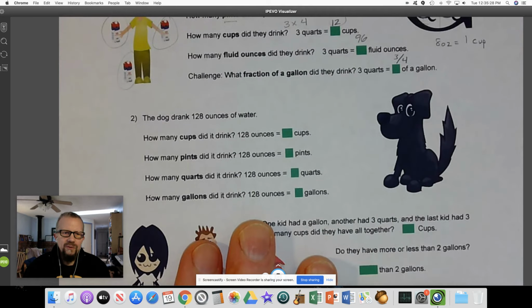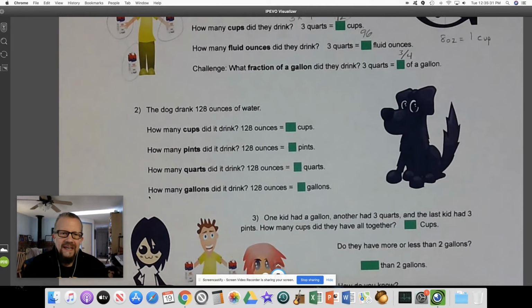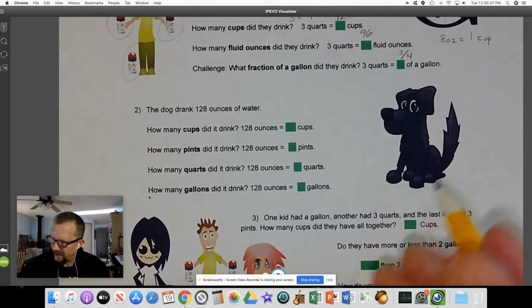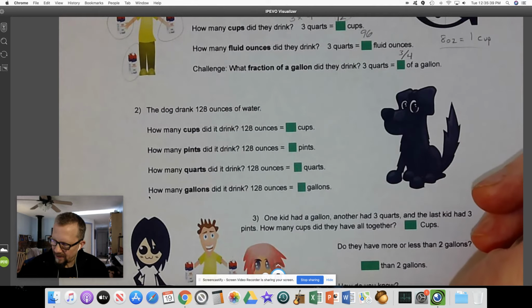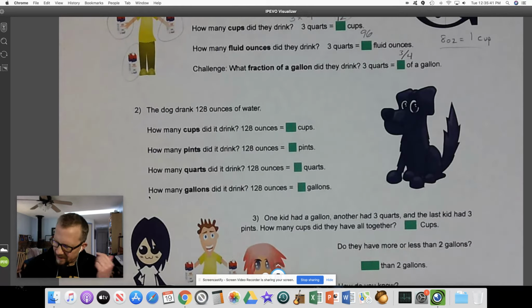Let's do number 2 with the dog drinking his 128 ounces of water. So how many cups did it drink? So we have to go back and think, well, there's 8 ounces in every cup. So since there's 8 ounces in a cup, we're going to divide by 8. We want to know how many 8s are in 128 because every 8 ounces adds up to 1 cup.